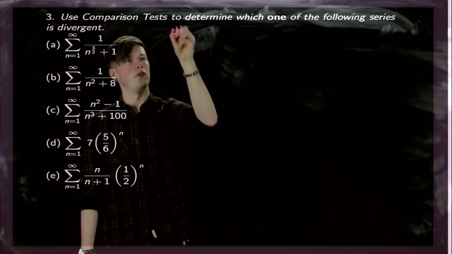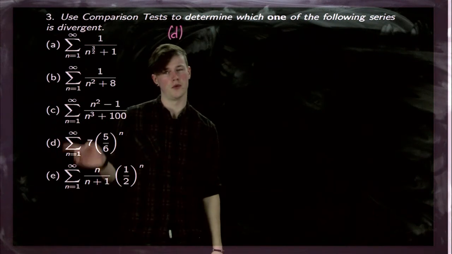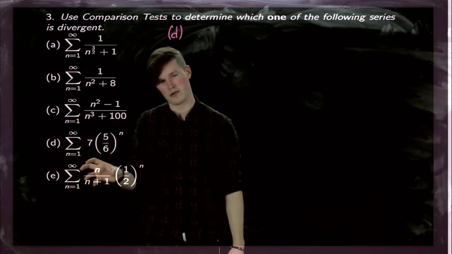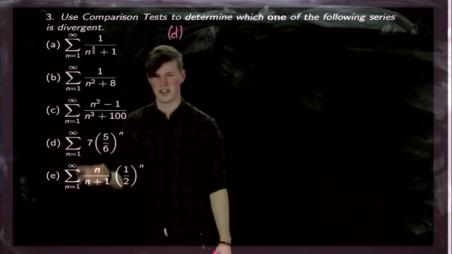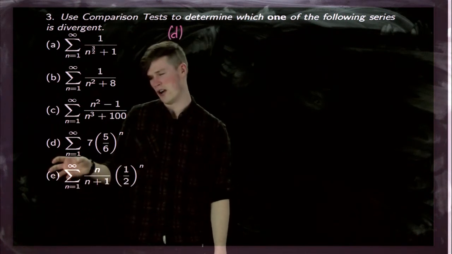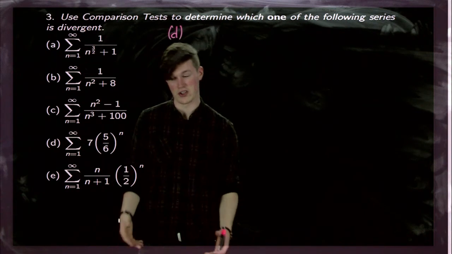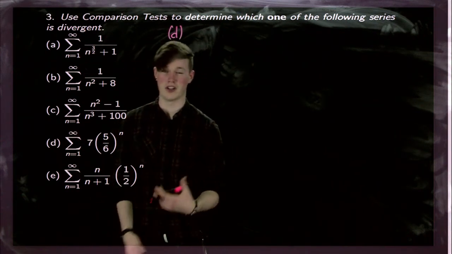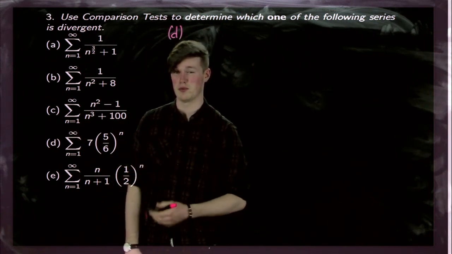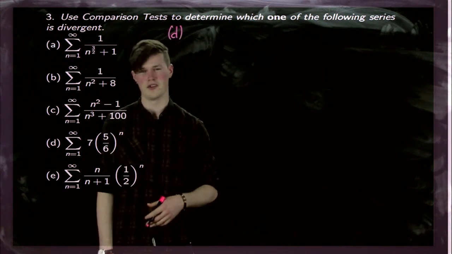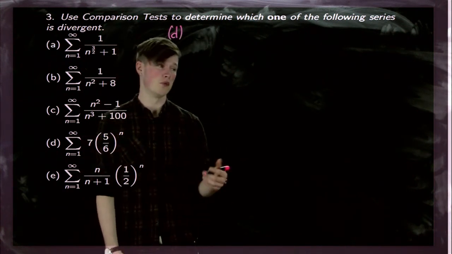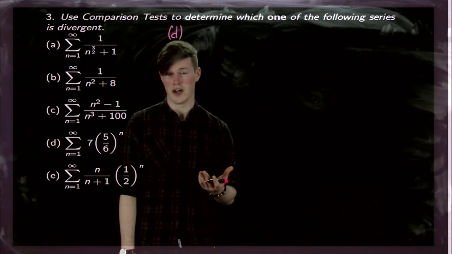Okay, so for the next problem, we're looking at the sum from n equals 1 to infinity of 7 times (5 over 6) to the n. Okay? So we can clearly see that this is a geometric series where our multiplier, r, is 5 over 6, which is less than 1. So we know this is going to converge, and we can actually find exactly what it converges to. That might be a useful exercise. I think it converges to 35. Okay? But we're asked to use a comparison test, so let's just do that.